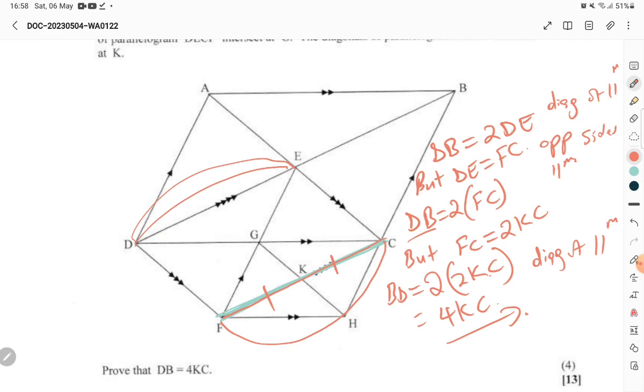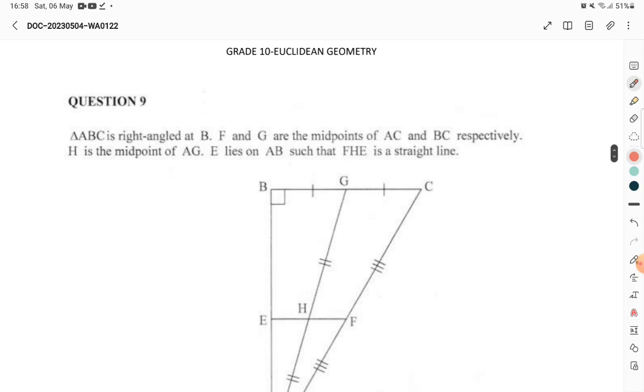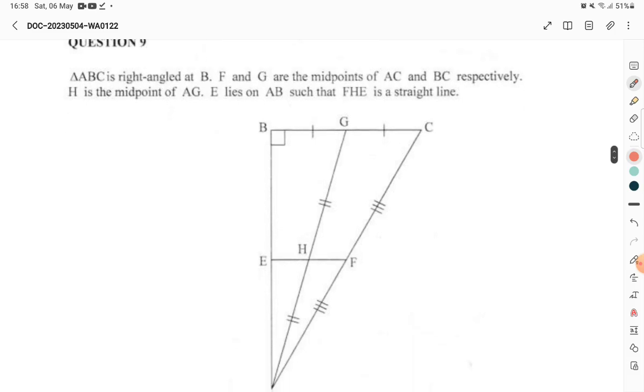But in the place of DE, because we were trying to move from here down to KC, how do we go about breaking down all these half diagonals? So it helped us to get into this road. Let's check if we have another question. Another question is quite straightforward.